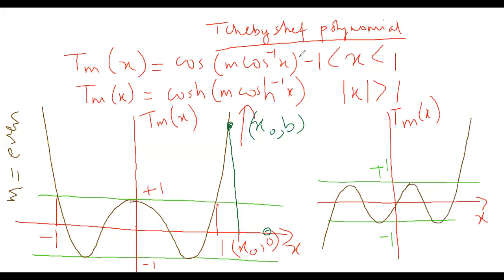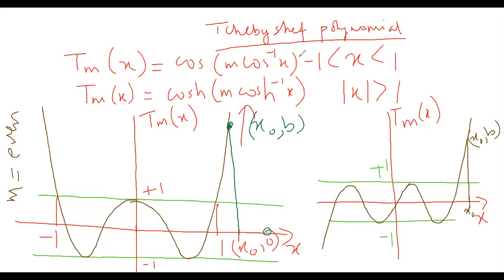Okay. So these ripples are like this, and accordingly from here, similar to the previous discussion, corresponding to this x naught value, you will get a certain value of Tm(x). Say this particular point will be (x naught, b). That means Tm(x) will be b, right? So this is the nature of the Chebyshev polynomial.